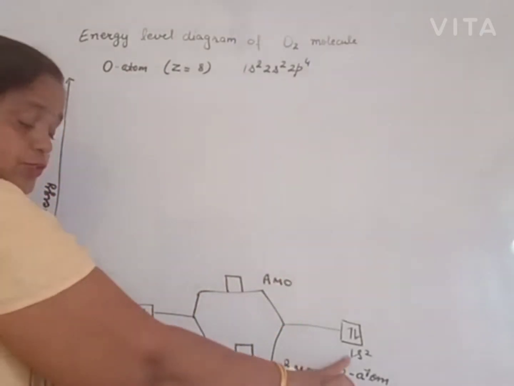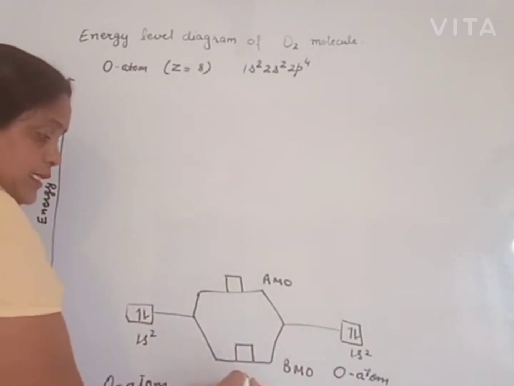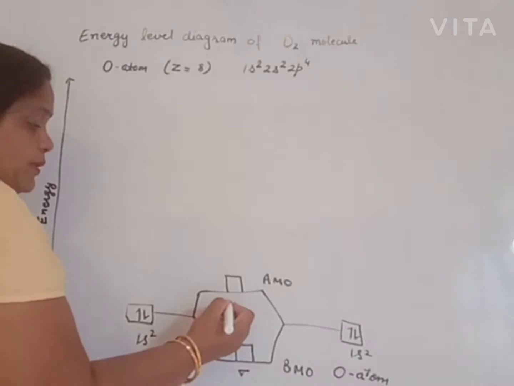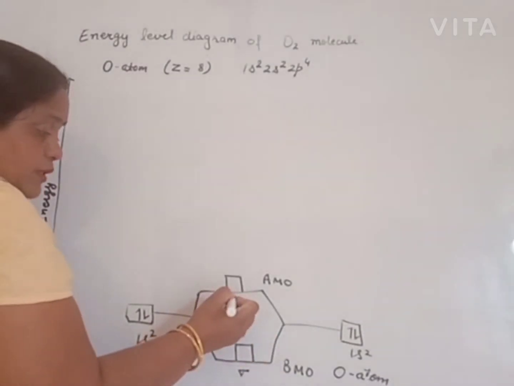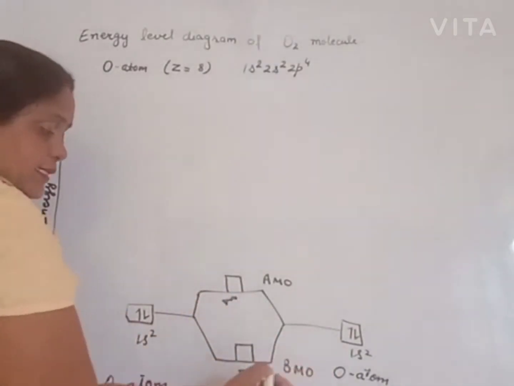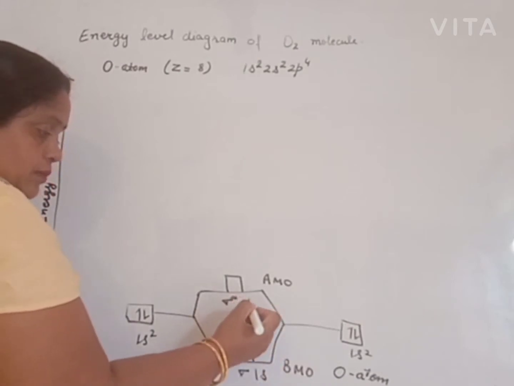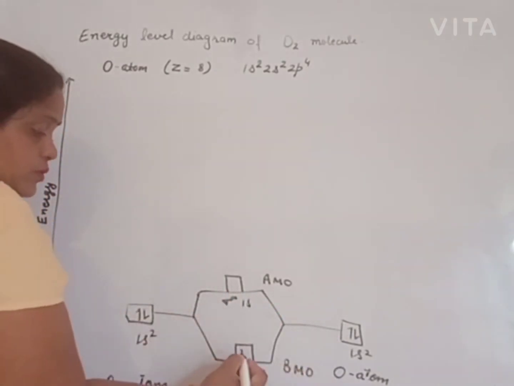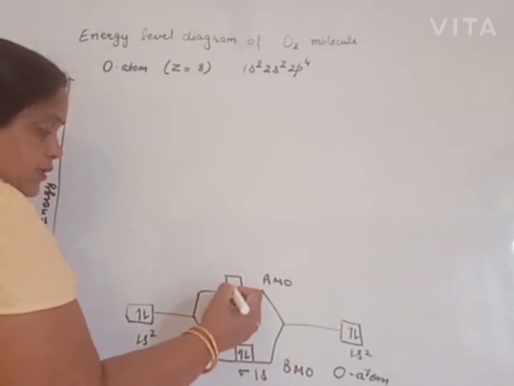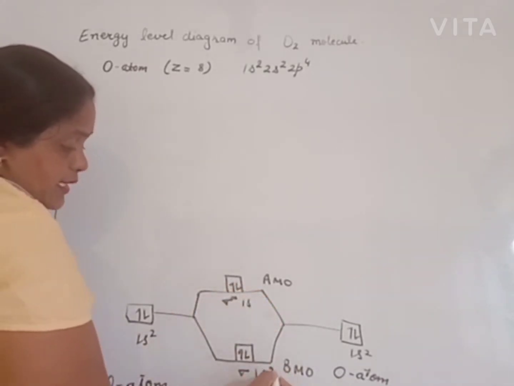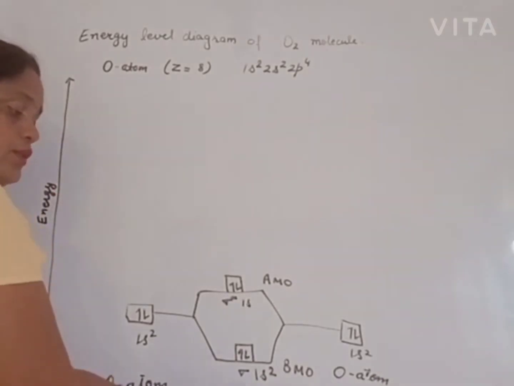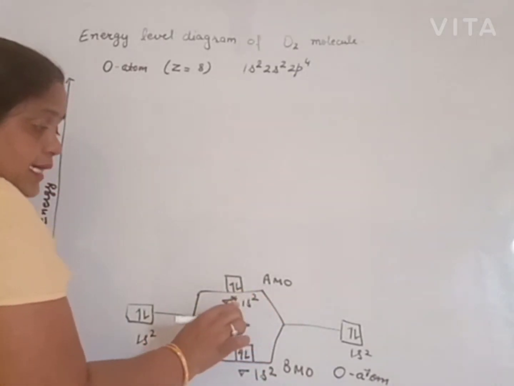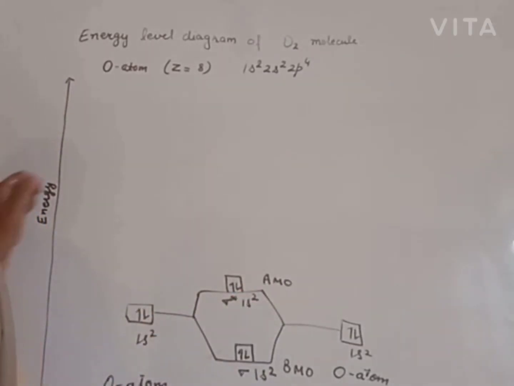By combination or overlapping of s orbitals, sigma orbitals are formed. Sigma for bonding, sigma star for antibonding. Both are 1s. These 1s orbitals consist of 2 electrons each, 4 electrons in total, 2 on the lower side, 2 on the upper side. That means our electronic configuration for the oxygen molecule is sigma 1s2, sigma star 1s2. The star represents the antibonding.